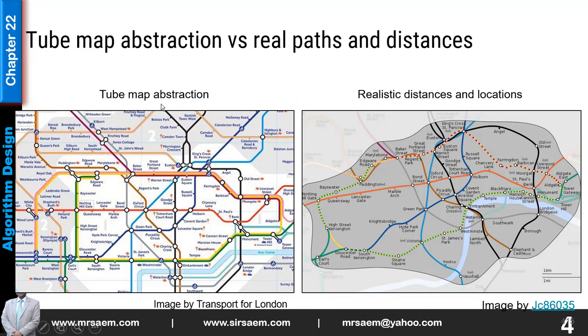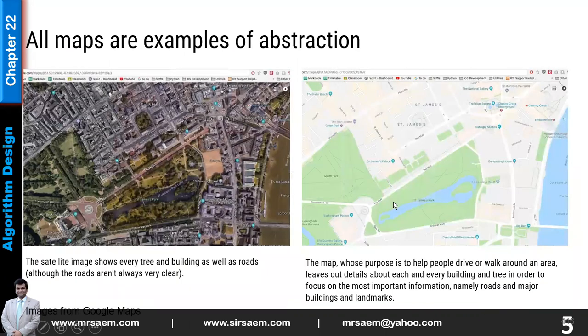So this is tube map abstraction, and this is realistic distance and locations. As you can see over here, the tube map abstraction tends to show you in a better way. Although the realistic distances and locations are real, they tend to create some confusion. Moreover, if you look at the satellite image showing trees and buildings as well as roads, there is lots of unnecessary information over here.